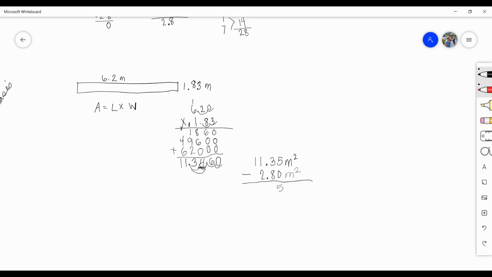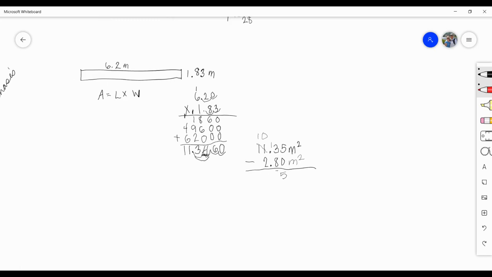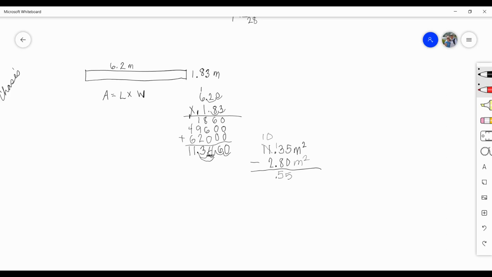I can't take 8 away from 3. I can take 2 away from 11. I can just take it right away here, turn 11 to 10. Now I have 13 minus 8, which is also 5. Bring down my decimal. And now I have 10 minus 2, which is 8. So Chase's garden is 8 and 55 hundredths meters squared larger than John's garden.